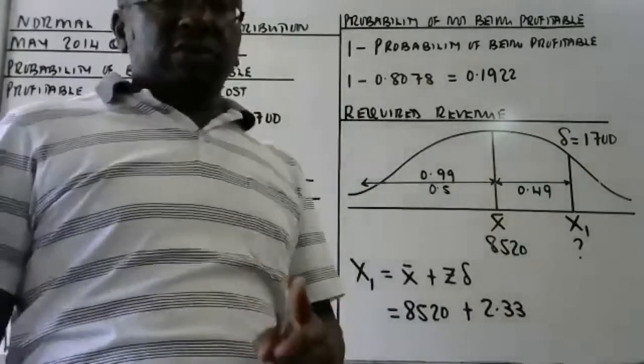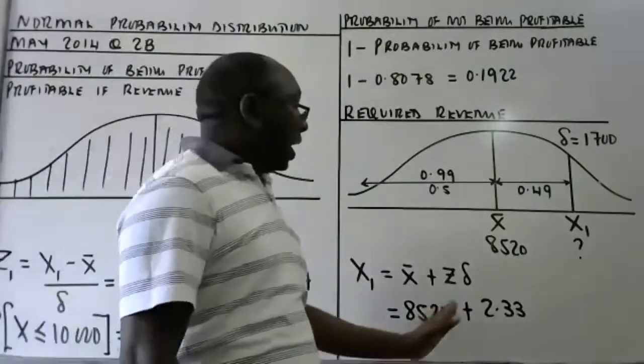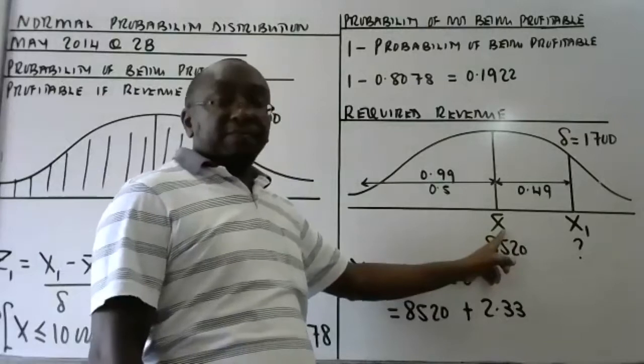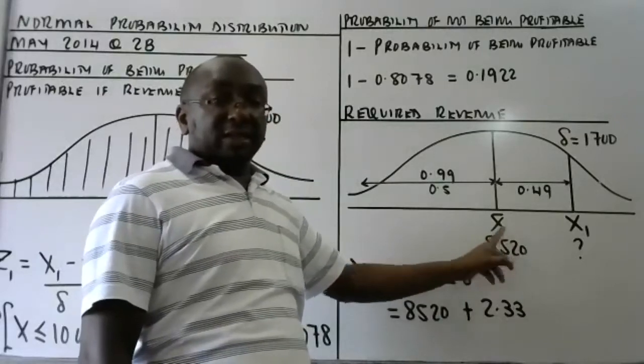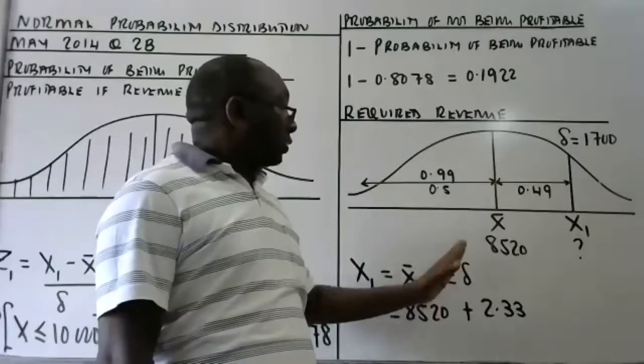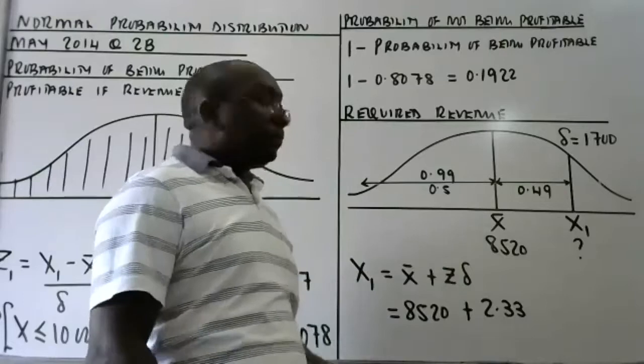And one thing you should also notice very well is that when your x is above the x bar, the value of Z is always positive. But when you're on the lower side, the value of Z is negative.